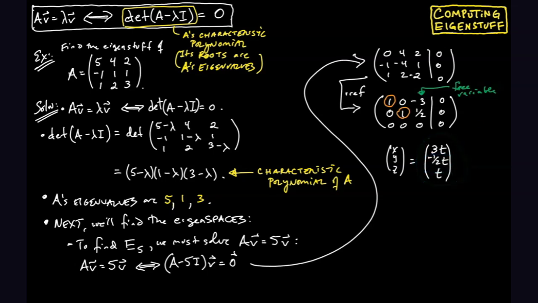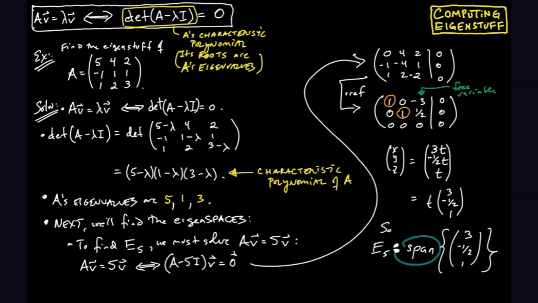And I could rewrite that as the scalar t times the vector (3, minus 1/2, 1) for all possible values of t. So what we see is that E5, the eigenspace corresponding to eigenvalue 5, consists of all scalar multiples of the vector (3, minus a half, 1). So we could say that E5 is the span of the set consisting of that one vector, (3, minus a half, 1).